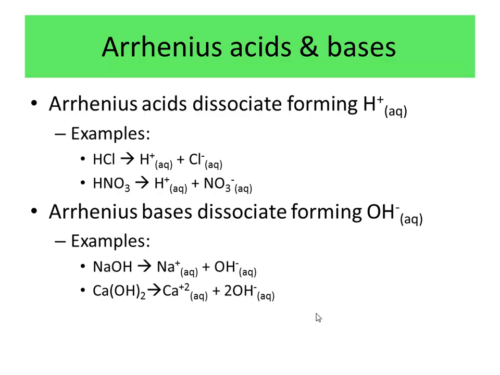Arrhenius acids and bases. You don't have to copy the examples because I think we put a couple yesterday. Arrhenius acids dissociate to form H plus ions. Hydrochloric acid makes an H plus ion. Nitric acid makes an H plus ion. Bases make the OH minus ion. What do you think you get when you put H plus with OH minus? HOH, more commonly known as H2O. So when you get an acid and a base, you make water.